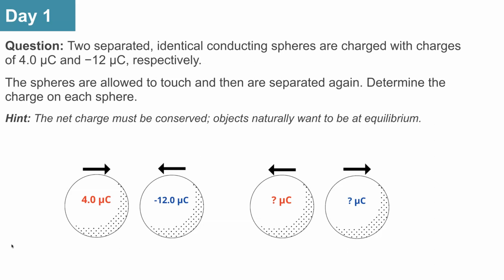Now, I gave you a hint here, and I even included a diagram to be nice. You're welcome. So the net charge must be conserved. An object naturally wants to be at equilibrium. That is basically the answer to this problem. The hint is the answer to this problem. So, if I tell you that the net charge must be conserved, what should your first move be? Probably to find the net charge. So let's go ahead and go over the solution here.